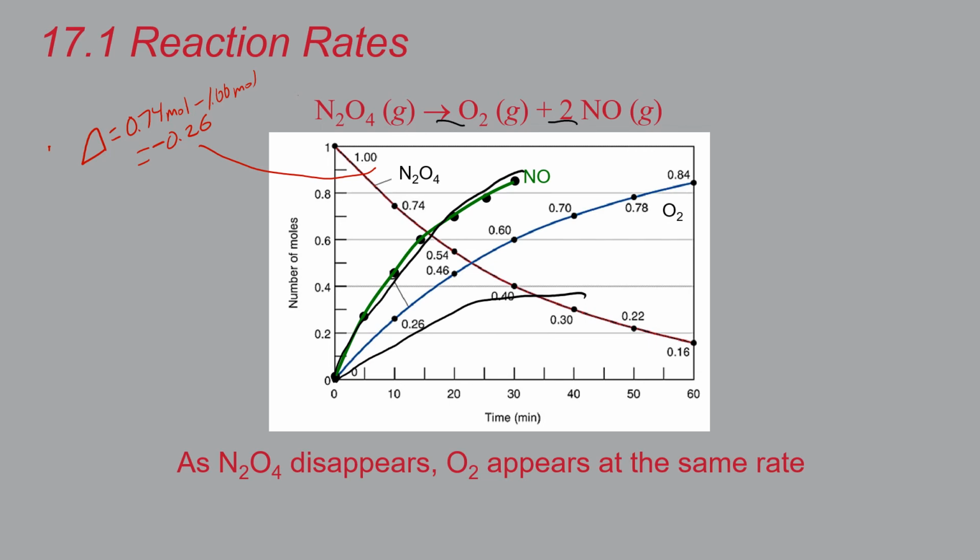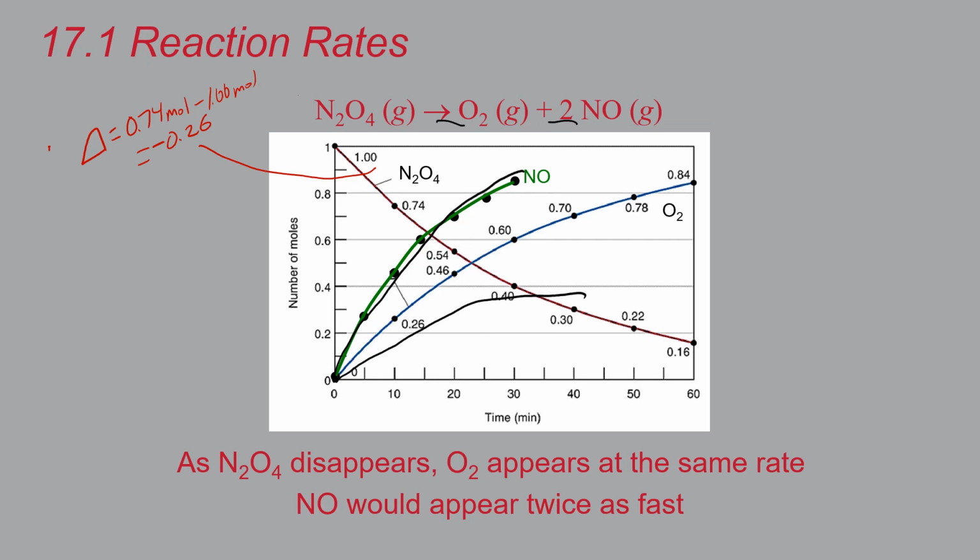Simply because, based on the reaction stoichiometry, as N2O4 disappears, O2 is going to appear at exactly the same rate. But because of stoichiometry, NO is going to appear twice as fast, because for every mole of N2O4 that decomposes, there are 2 moles of NO that are made.